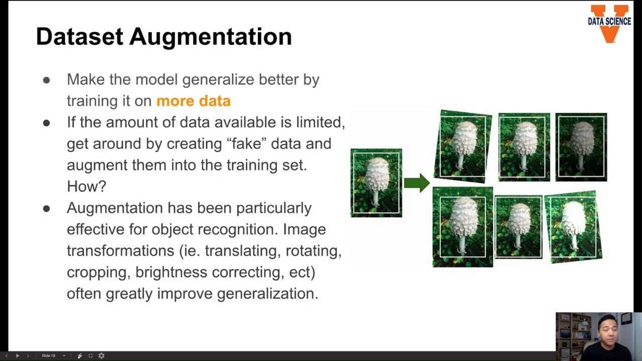I can crop different positions of the mushroom in the image. I can reduce the brightness of the image. I can crop closer. I can uncrop it to make it larger or smaller. And I can rotate and do high exposure on this image. So I can create lots of different data, and that typically helps the classifier in object recognition tasks to perform better.